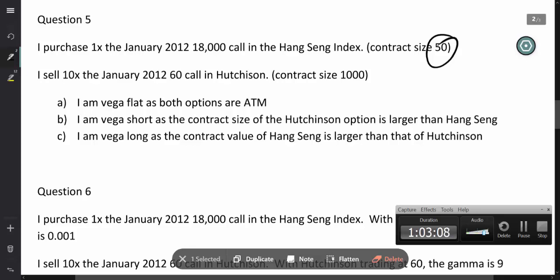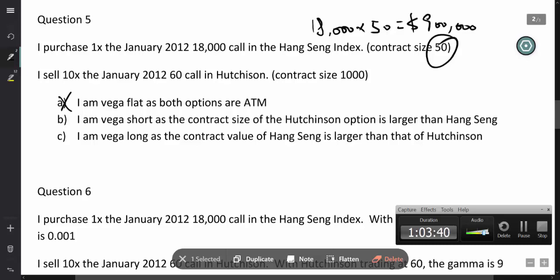Well, you know one is not correct because they haven't told you the spot price. You don't know if you're at the money or not. I'm Vega short as the contract size of Hutchison is larger than Hang Seng. Well, first of all, is that true? The Hang Seng contract size will be 18,000 times 50, which is 900,000. That's the contract size.